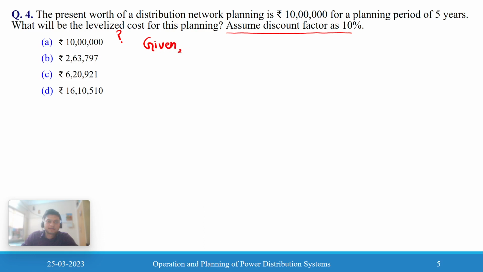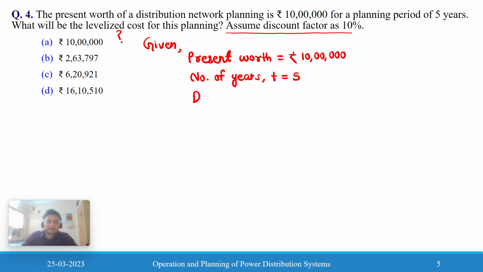So the given values are: present worth, the present value of money, is rupees 10 lakhs, the number of years T is given as 5, and we have been given the discount rate. The discount rate is 0.1 or 10%.